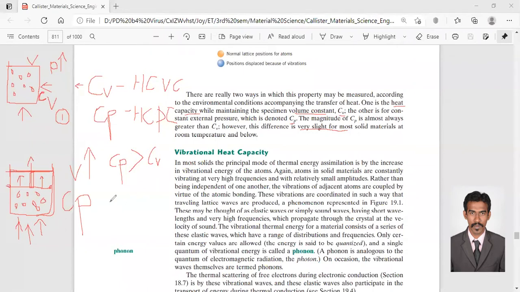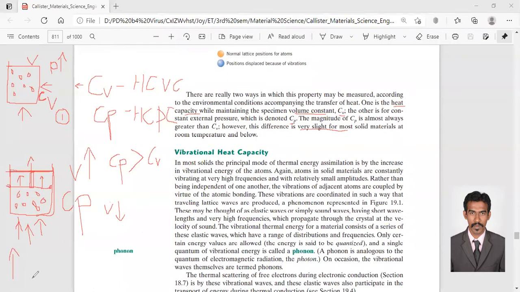Why is this difference very low in solid materials? When compared to gas and liquid substances, the volume change of solid material is very low, right? Again, you can imagine when you take a balloon and input the gas, the volume is increasing like this, fast.